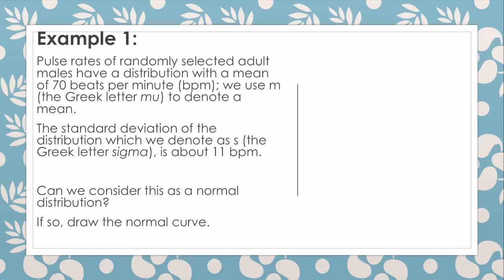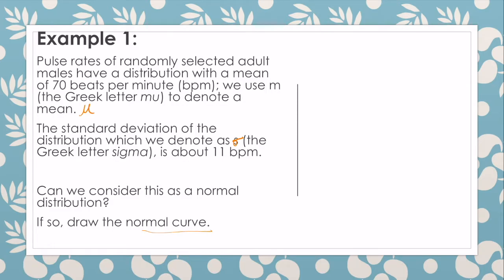Pulse rates of randomly selected males have a distribution with a mean of 70 beats per minute, and we're going to use the Greek letter mu, that looks like this, to denote a mean. The standard deviation of the distribution, which we denote as sigma, which is a Greek letter, is about 11 beats per minute. Can we consider this a normal distribution? Well, yes, we can, because it's naturally occurring data. And if so, let's draw our normal curve.